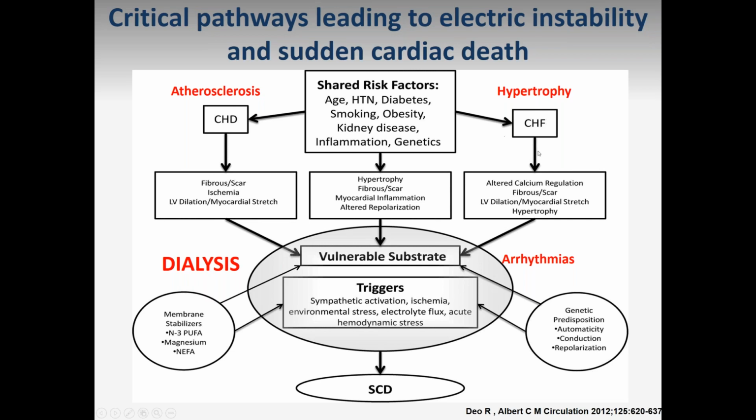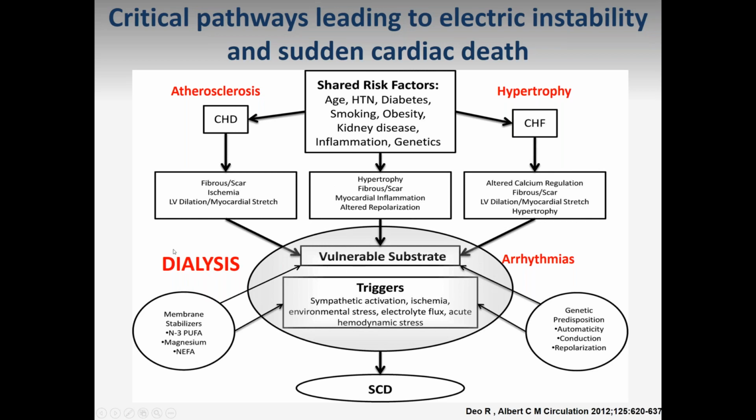We also know that you can have hypertrophy, and when you have hypertrophy, you can have stretching of the myocardium, and that leads to altered calcium regulation and fibrous scar, and LV dilatation and myocardial stretch also. So hypertrophy itself puts you at risk, scarring then puts you at risk, and then it can lead to altered repolarization. Again, what leads to hypertrophy and atherosclerosis? Older age, underlying hypertension, diabetes, smoking, obesity, and inflammation.